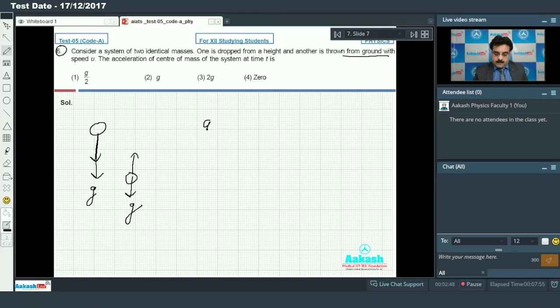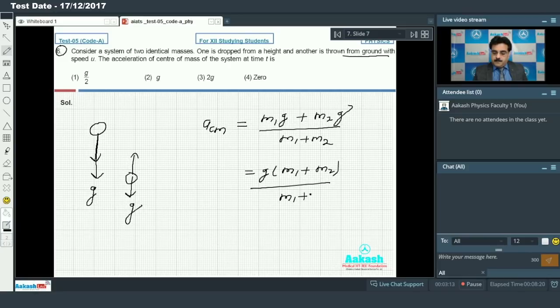So if I take the formula of acceleration of center of mass, we'll write m1g plus m2g, because the formula is m1a1 plus m2a2 divided by m1 plus m2. a1 is g and a2 is g. So if I take small g as common, m1 plus m2 divided by m1 plus m2. So we'll see acceleration of center of mass of the system is only g. So my option number 2 is correct. So let's move on to question number 7.